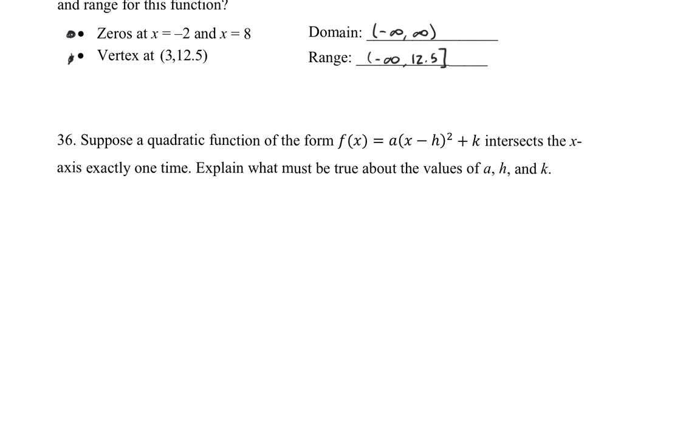Next, we are to assume that a quadratic function of this form intersects the x-axis exactly one time. We want to determine what that means about our values of a, h, and k. So if we think about that, what that means, touching the x-axis exactly one time, the only point of a parabola that is there at exactly one time is the vertex. There's no other point in the parabola where it has the same y value.